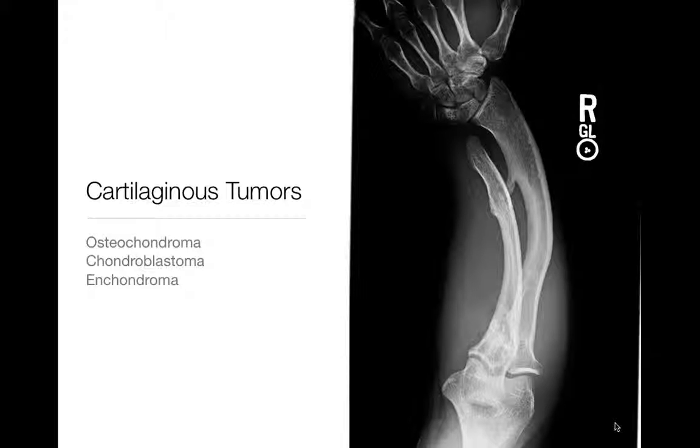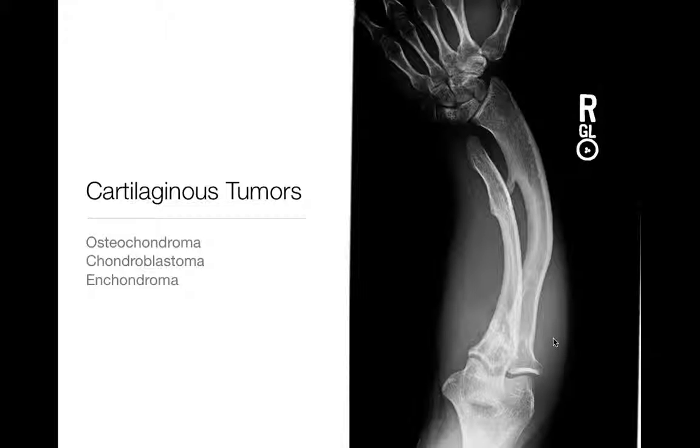All right, moving on to cartilaginous tumors. Three main cartilaginous lesions we're going to look at. Osteochondromas, which are not truly tumors in the absolute sense of the word, but certainly we talk about them like they're tumors. Chondroblastomas and chondromas.